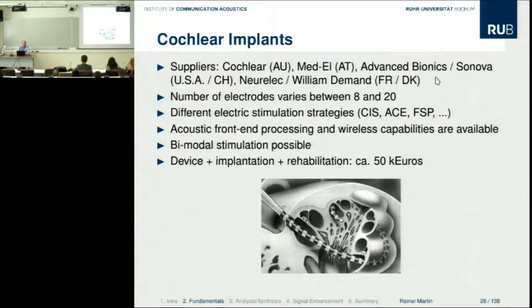There are only three or four major companies which provide these cochlear implants, and the number of electrodes used is between 8 and 20. Of course, you need to compare this to the number of hair cells in your cochlea, which is in the range of several thousands. So the hearing that you can establish with a cochlear implant is not comparable to normal hearing. It's a very coarse excitation of the auditory nerve, but still you have some frequency discrimination and you can understand speech sounds again. There are different electric stimulation strategies of how to translate the acoustic signal into stimulation patterns for the electrodes. All the manufacturers have their own favorite method.